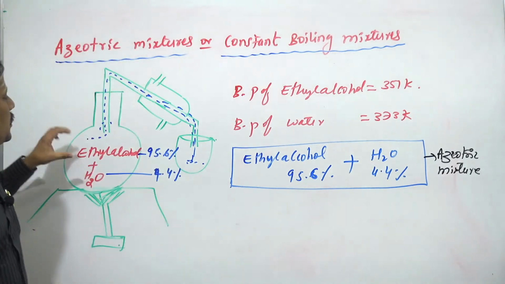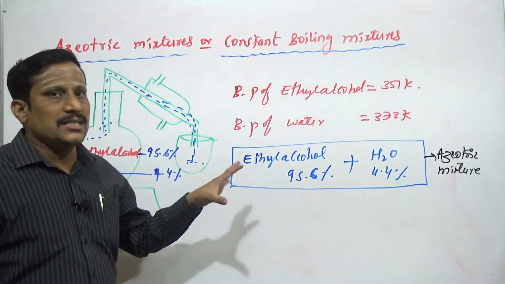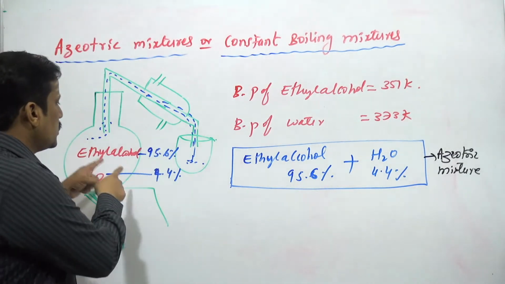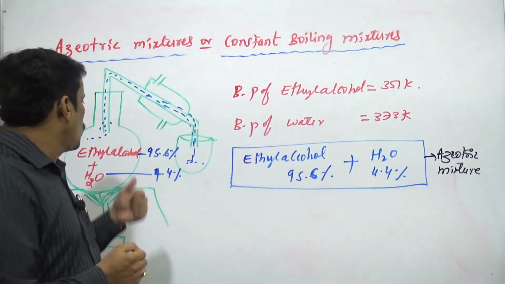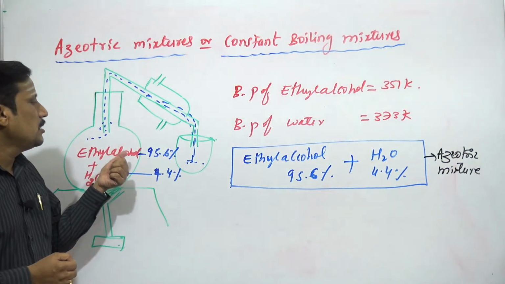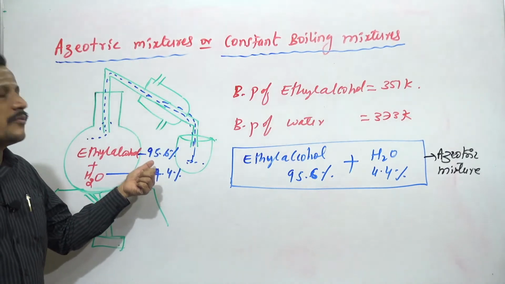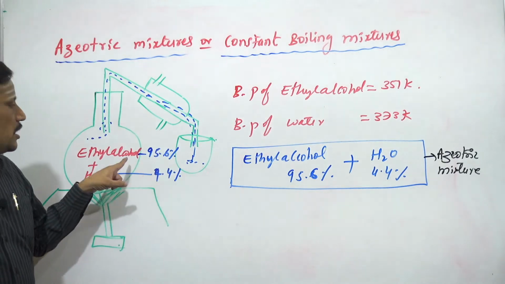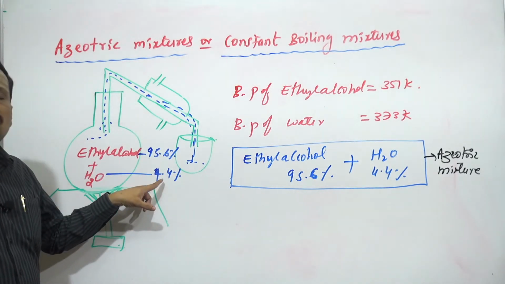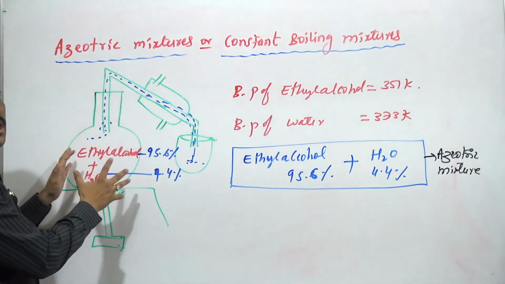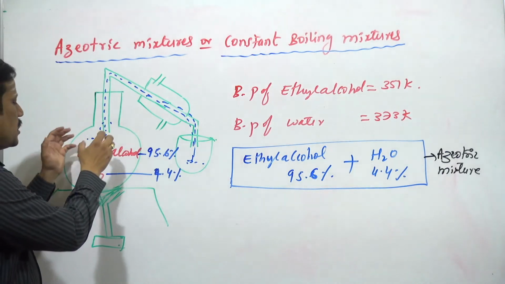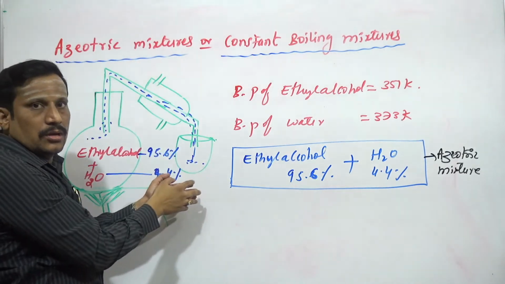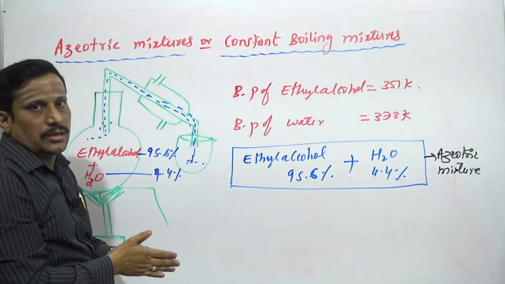Here, what is happening? Azeotropic mixture means a particular concentration of the components will be there. As an example, take ethyl alcohol and water. Ethyl alcohol is 95.6% and water is 4.4%. If I distill these two, ethyl alcohol and water come out together. They distill at the same temperature.